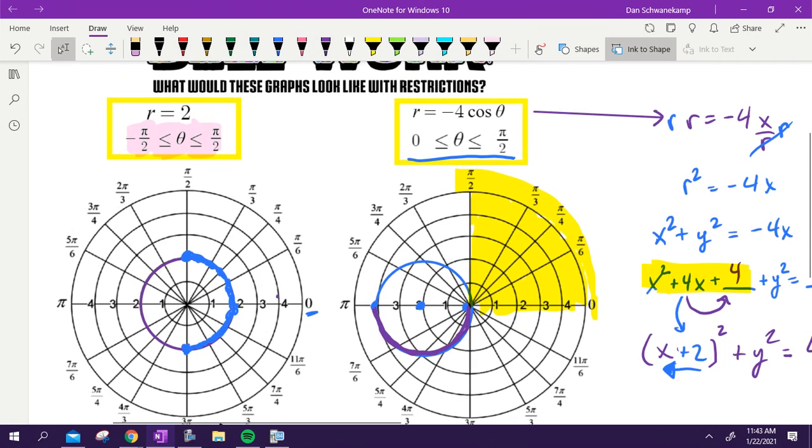Okay, so understand what we're doing. If you don't know, let's plug in some numbers. It is -4 cosine. What would be a good angle to plug in? We're going from 0 to pi over 2, so a good number to plug in would be 0. So it's -4 times cosine of 0. Cosine at 0 would get me 1.